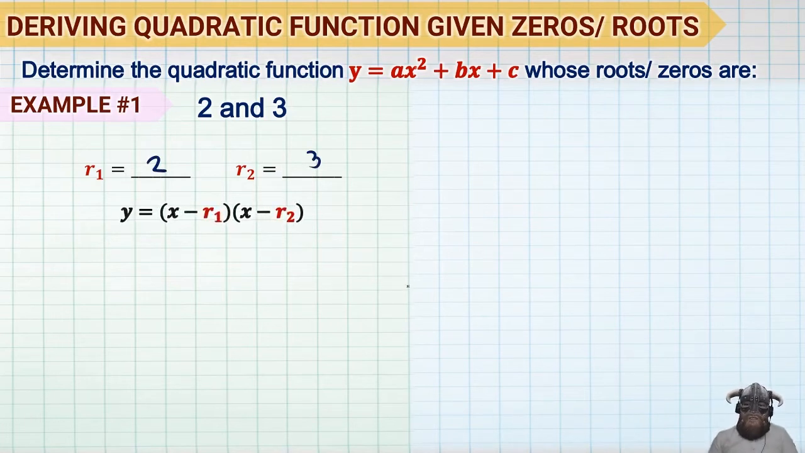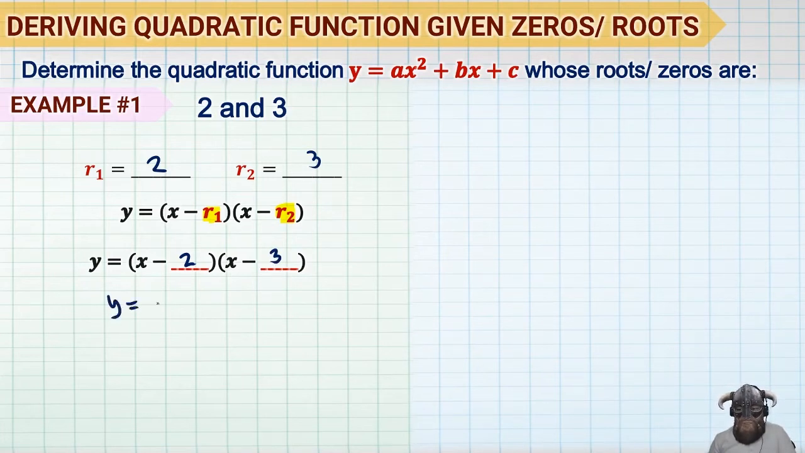Next, we have to show this equation so we know what we will follow. We just replace this R sub 1 and r sub 2 with the given roots above. So, from there, we can replace r1 with 2 and r sub 2 with 3. It's that simple. From that, we can now solve for the equation of the quadratic function. Let me just rewrite this one. So, we have y is equal to x minus 2 times x minus 3.